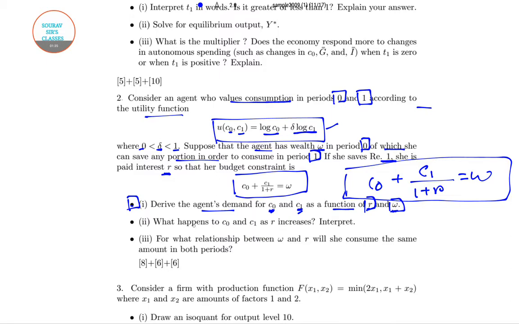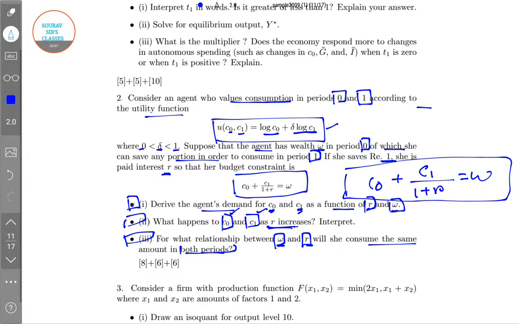And what happens to C0 and C1 as r increases? We have to interpret it. And finally, for what relationship between W and r will she consume the same amount in both periods? So we have to find out these three questions. For this, first we'll start with question number 1.